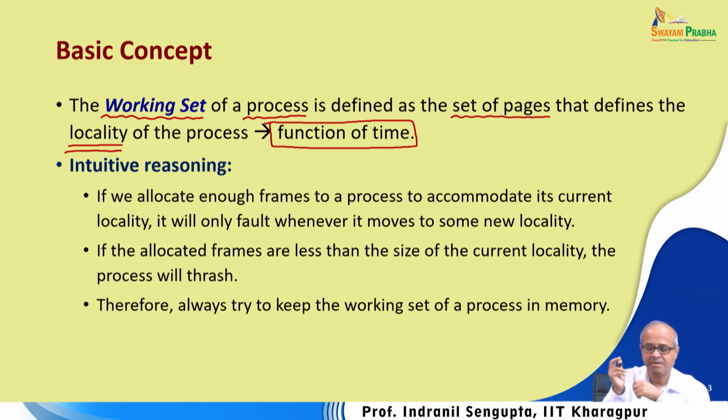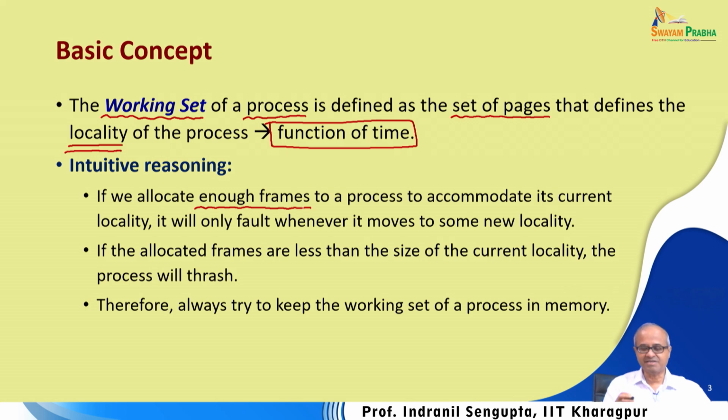Now, if you are able to allocate enough frames to a process, suppose the locality of a process consists of 5 pages. If I have already allocated 5 or more pages, then the entire locality can be accommodated in memory, you can load all the required pages in memory. But if you allocate a smaller number of pages, you cannot load the entire locality, and when those pages are accessed frequently, there can be thrashing, a lot of page faults might happen.